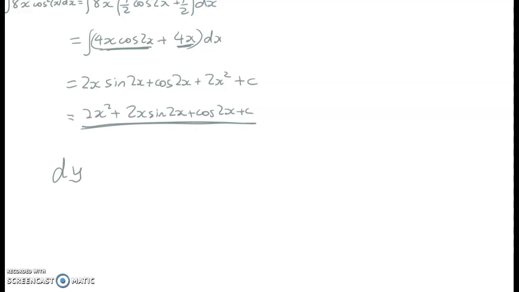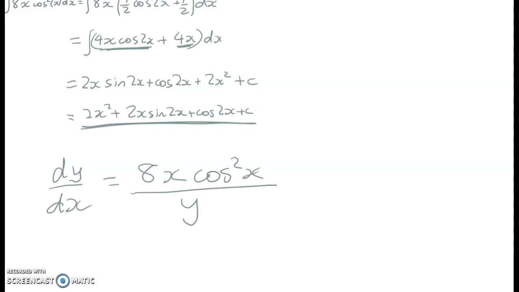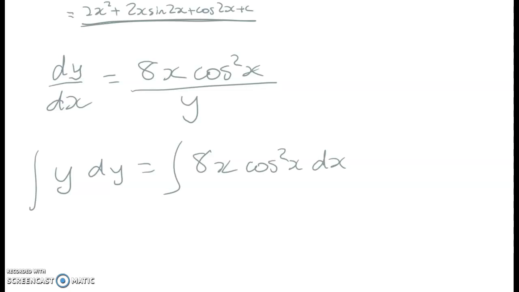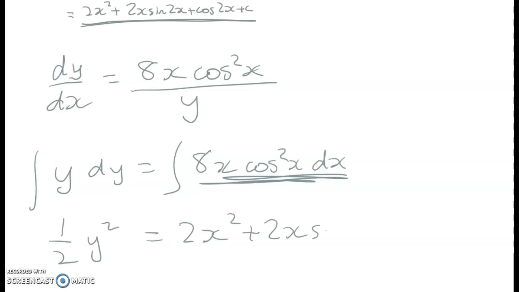Let's see, we've got dy by dx is equal to 8x cos squared x divided by y. Separating the variables gives me y dy equals 8x cos squared x dx, and we'll integrate. Integrating the left-hand side gives me 1/2 y squared, and we know what we're going to get here because that's what we just did in part B. So this is 2x squared plus 2x times sine of 2x plus cos of 2x plus c.